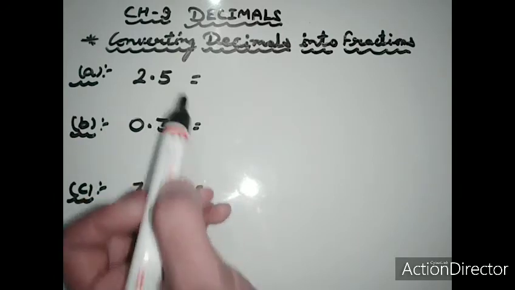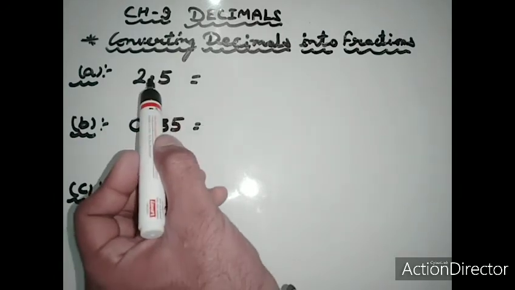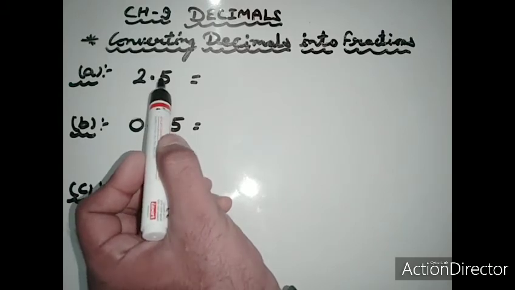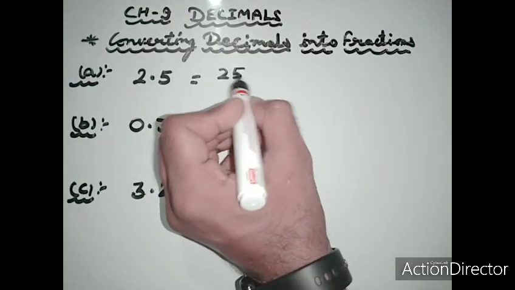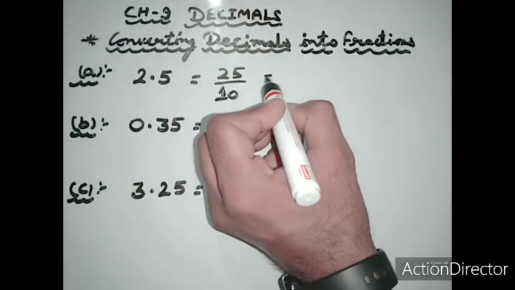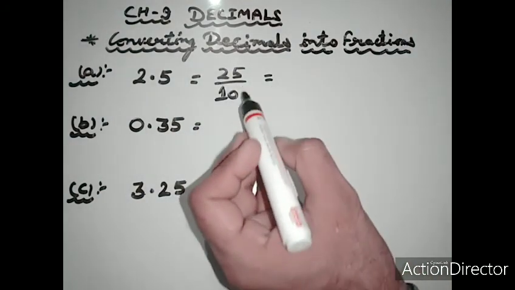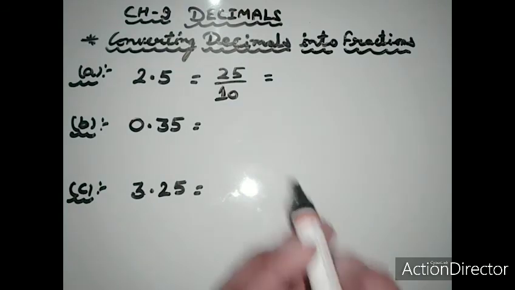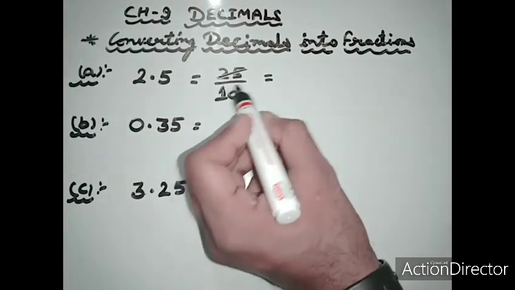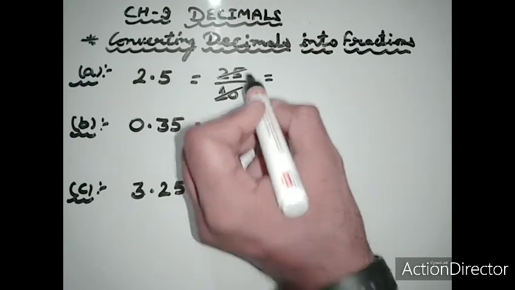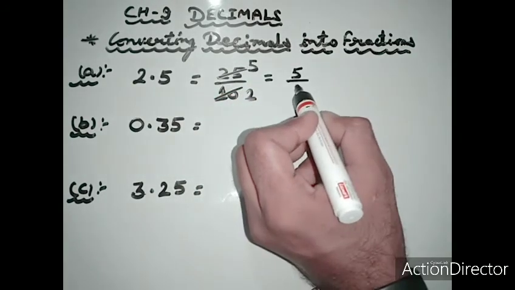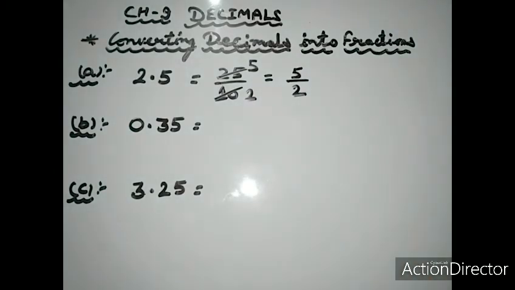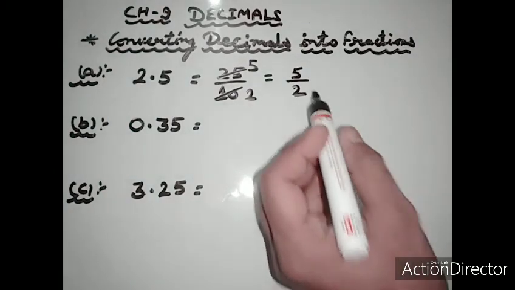And how do we write it in fraction form? What is the position and the place value of this 5 here? It is in the place of tens, right? So here we write 25 upon 10. Now we reduce this fraction to its simplest form. If we divide these two numbers by 5, 5 twos are 10 and 5 fives are 25. So here we get 5 upon 2.